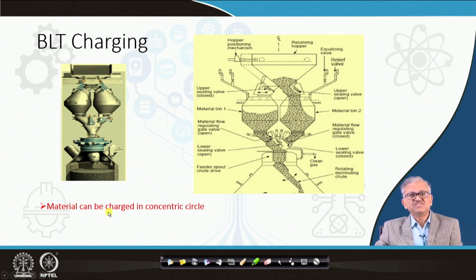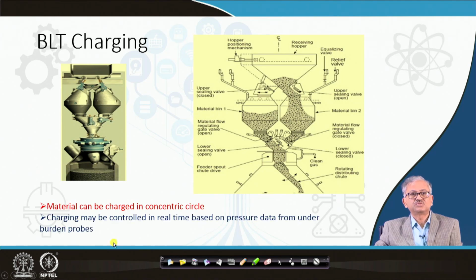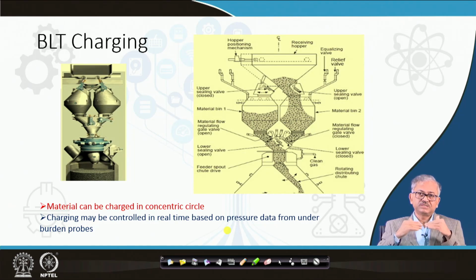So, material can be charged in concentric circles, as I just said, and the charging may also be controlled in real time based on the pressure data from the underburden. You have a lot of underburden probes in the blast furnace. So, if you monitor the local pressure distribution and the pressure drop, according to that, you can make the charging.